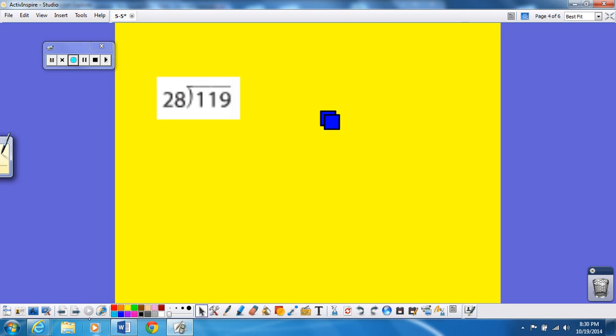Let's try another one. Pause your computer at this point and work this one, and come back when you're finished, and let's see how you did.